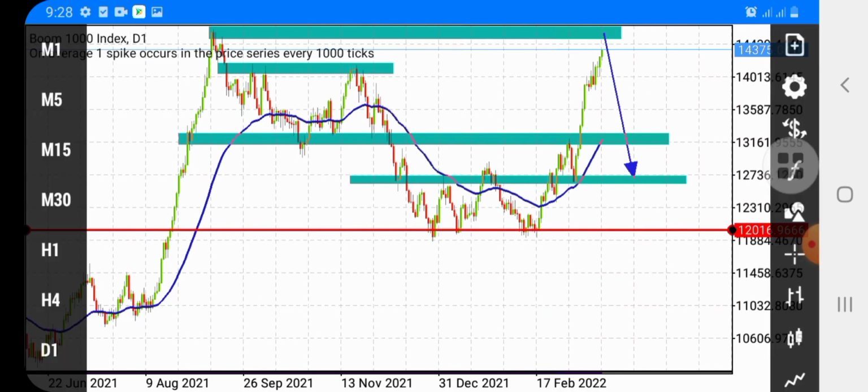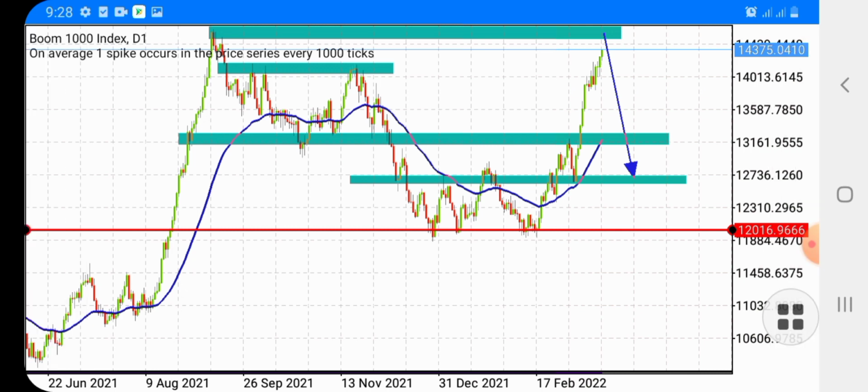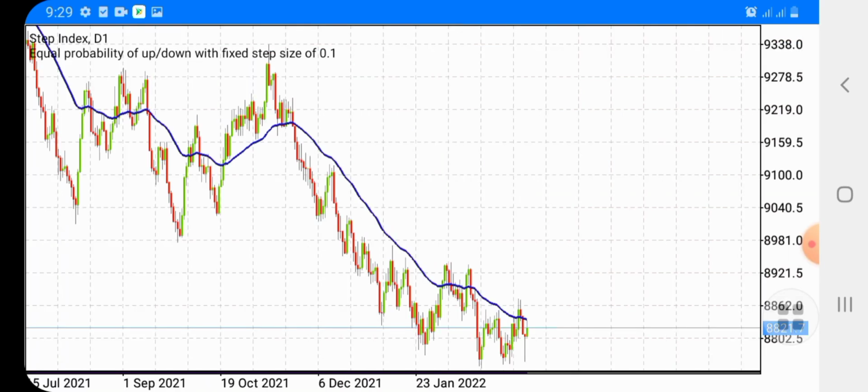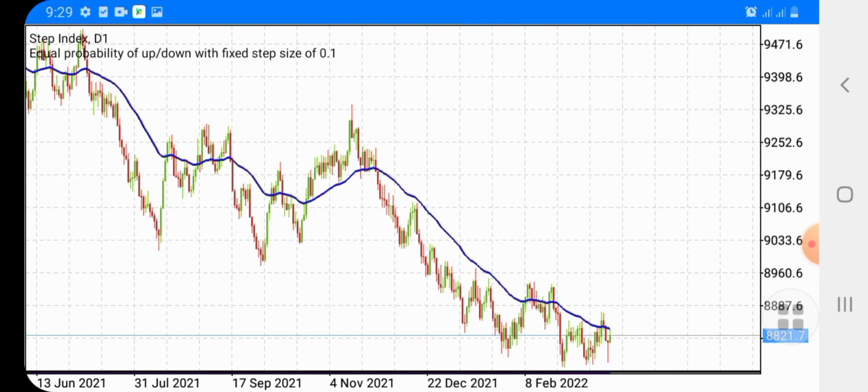Now let us check on the step index so that you get to understand that we are not talking about only the boom and crash market right here. Let's check onto the step index market. Okay, step index. This is step index, guys. So what are we expecting here?